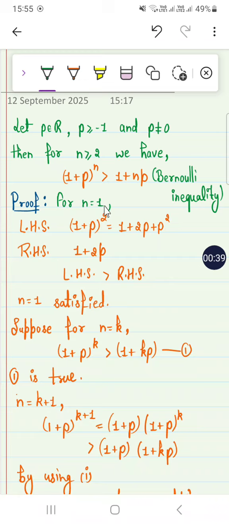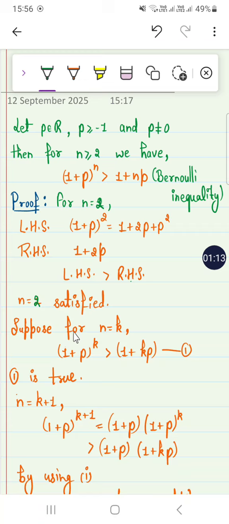So firstly take n equals 1. Is the implication true or not? When you take n equals 1, this gives you 1 + p. It is true for n equals 2, right? Then it is (1 + p)^2, which gives you 1 + 2p + p², and the right hand side gives you 1 + 2p. So 1 + 2p + p² is greater than or equal to 1 + 2p. So LHS is greater than or equal to RHS, which implies this inequality. So it is satisfied for n equals 2.